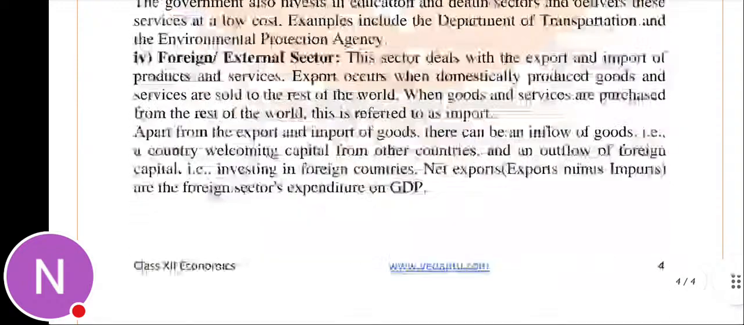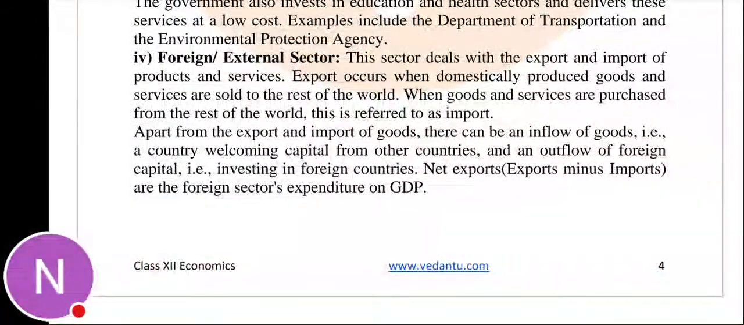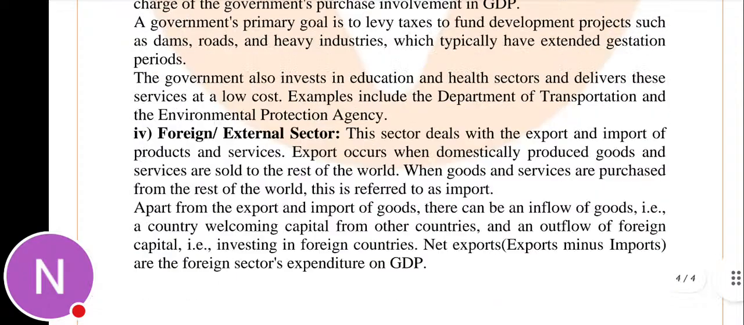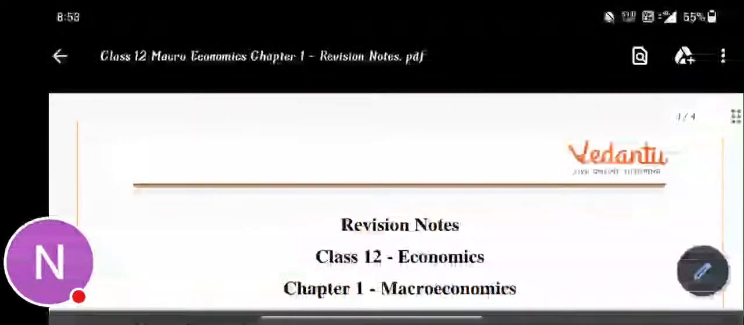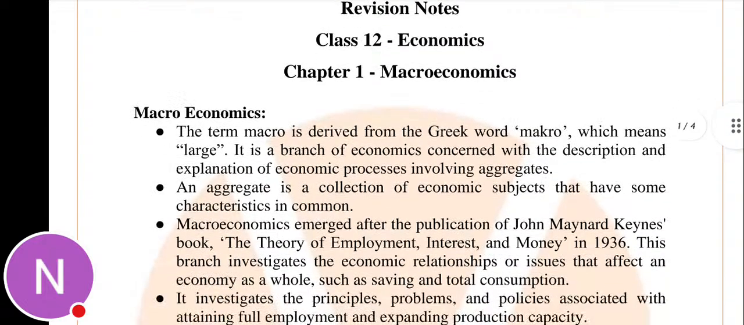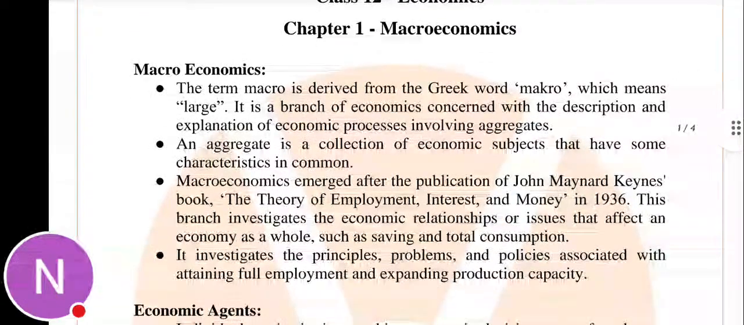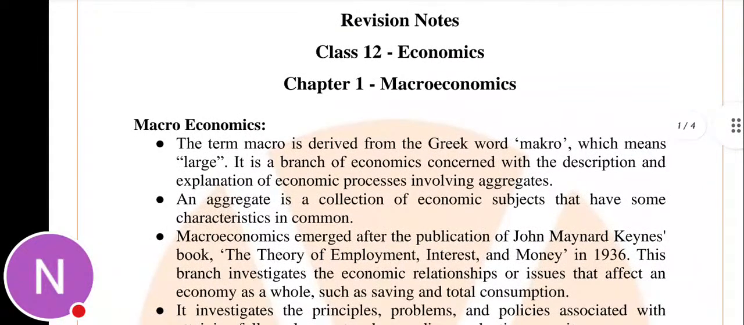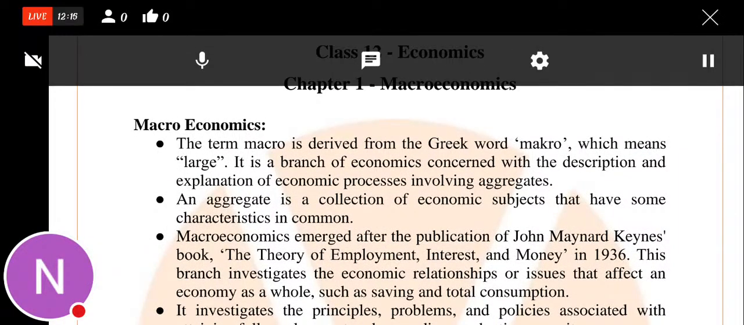For the foreign sector or the external sector, this sector deals with the export and import of products and services. Export occurs when domestically produced goods and services are sold in the rest of the world. So these are the revision notes. These are the basic things you want to know in the macroeconomics chapter, and they are important, so you can revise these things while you are going to write the economics exam.